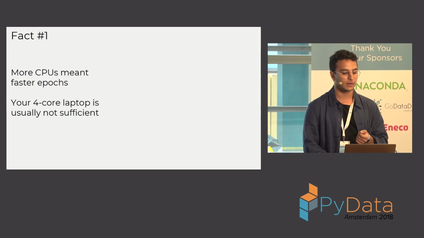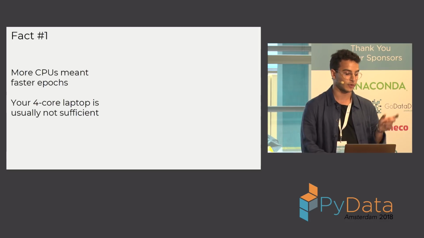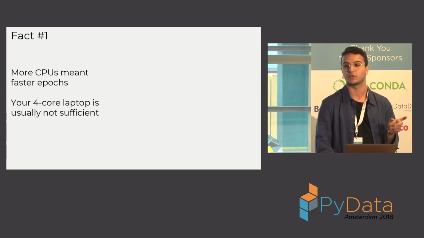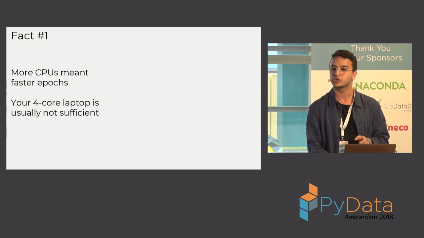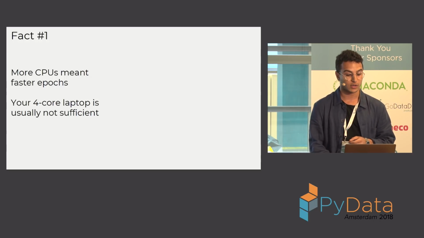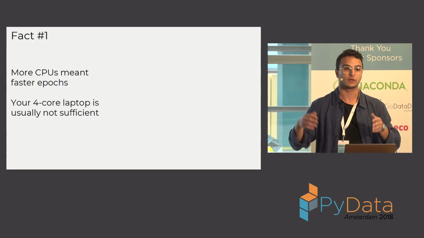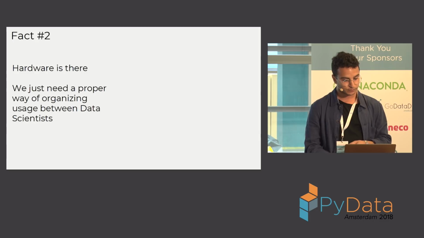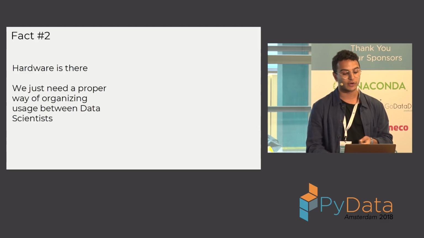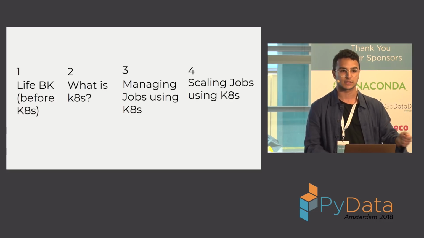So first fact, more CPUs for us, for the TensorFlow graphs that we've been using, meant faster epochs. So doubling the CPUs almost got us half the time per epoch. And that's why we wanted to scale outside of your laptop. We want to go to some other scalable hardware. One other fact is the hardware is there, as we mentioned, but the question will be, how do you organize this usage between data scientists and the hardware and the machines?